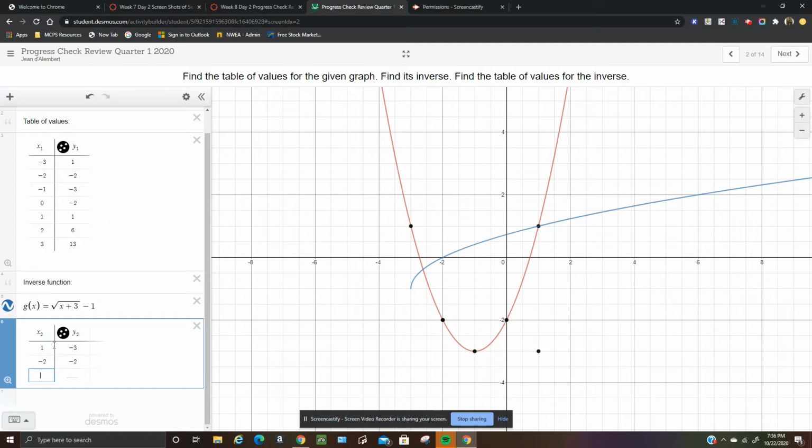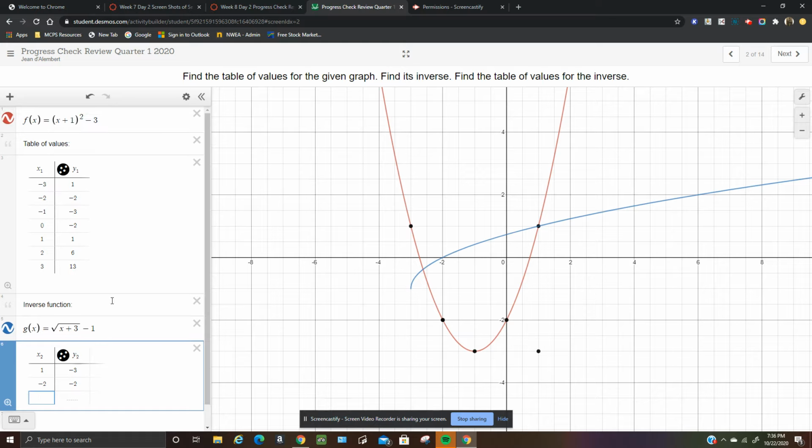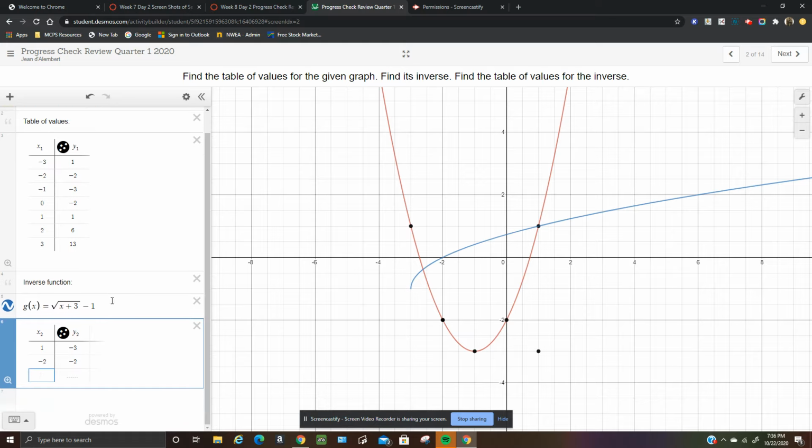Oh, I know what's wrong there. Let's see. Would be when x is greater than, so the restriction would be x is greater than negative 2.